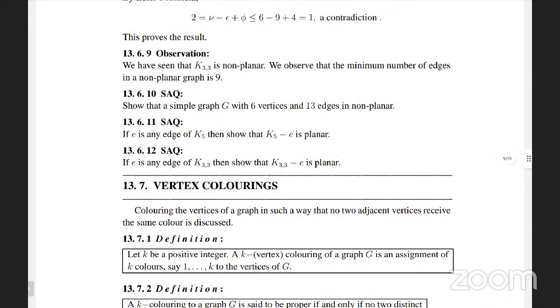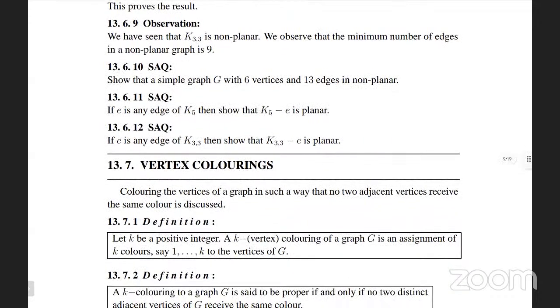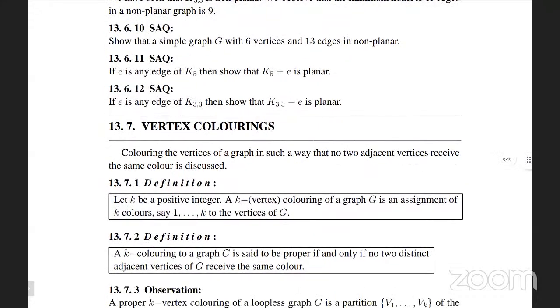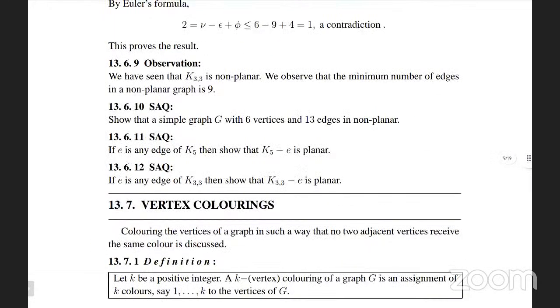From the observations, we have seen that K3,3 is non-planar. We observe that the minimum number of edges for a non-planar graph is 9. Show that a simple graph G with 6 vertices and 13 edges is non-planar. The solutions to these questions are given at the bottom, and you can refer to them. This completes the topic of planar graphs.